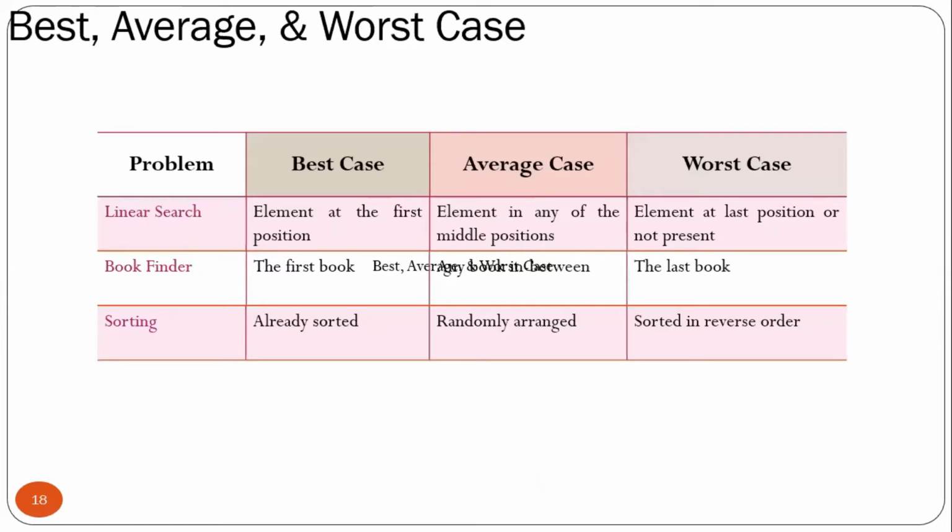This is actually the summary. What 3 problems have we done? First is linear search. In the best case, the element is found at the very first position. In the average case, the element is anywhere after the first and before the last. And in the worst case, the element is at the last position or is not present at all. In the book finder case, the best case would be the first book, the average case, the book would be in the middle, and the worst case, it would be the last book. Then sorting: in the best case, the elements are already sorted and we will not make many comparisons. In the average case, the elements would be randomly arranged, and in the worst case, it would be reversed order or decreasing manner.